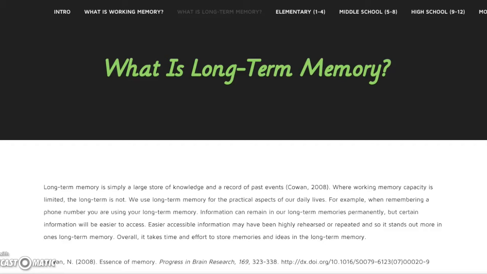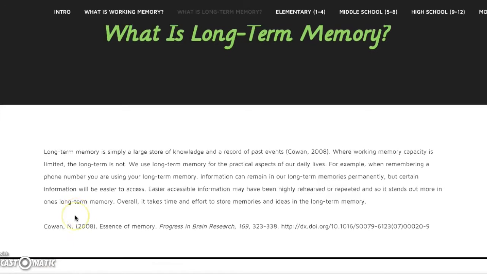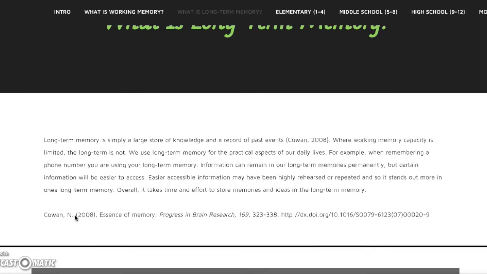What is long-term memory? Long-term memory is simply a large store of knowledge and record of past events. Where working memory capacity is limited, the long-term memory is not. We use long-term memory for the practical aspects of our daily lives. For example, when remembering a phone number, you are using long-term memory. Information can remain in our long-term memories permanently, but certain aspects will be easier to access. Easier accessible information may have been highly rehearsed or repeated, and so it stands out more in one's long-term memory. Overall, it takes time and effort to store memories and ideas in the long-term memory.